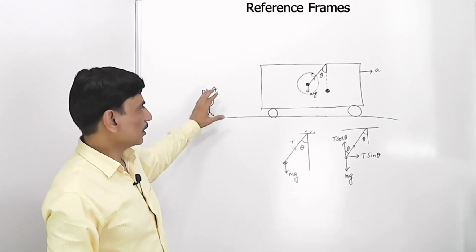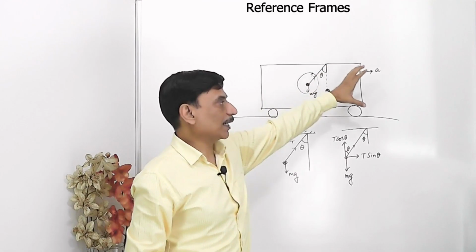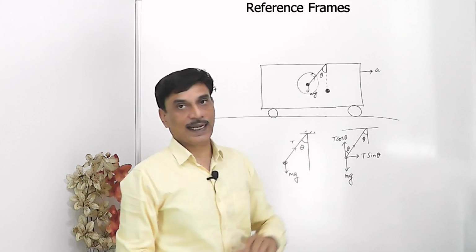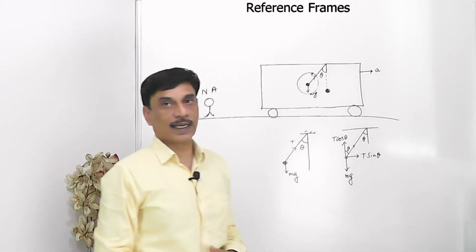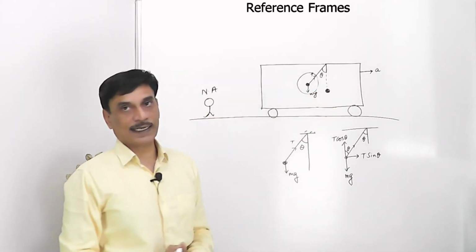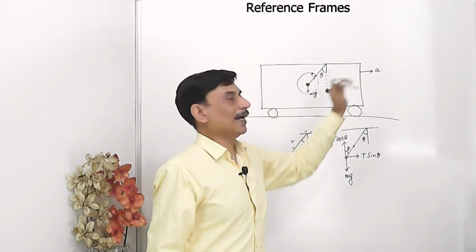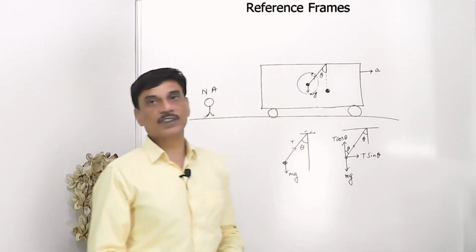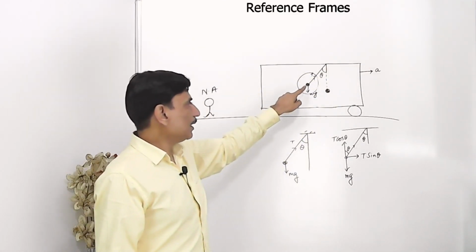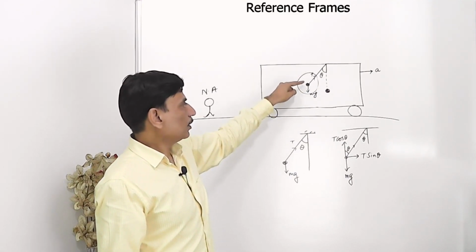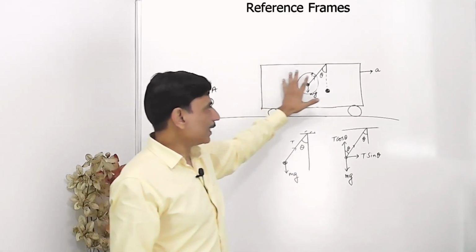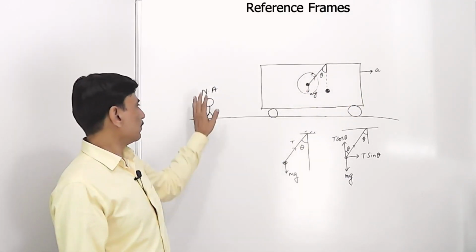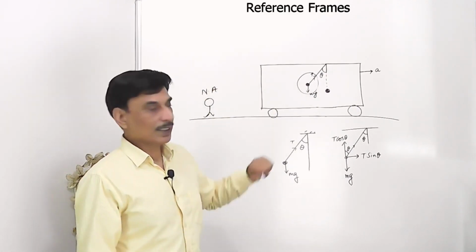This person observes that when the car is going in this direction, this bob is also moving in this direction along the x-axis along with the car, with acceleration a, but it is not moving along the y-axis. Once the car is moving with acceleration a, the pendulum will keep the same theta throughout its journey. This mass will neither go up nor down, and along the x-axis it will have the same acceleration as the car.